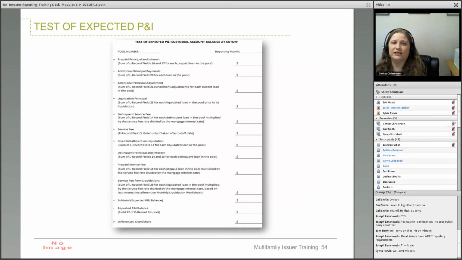Here is a test of expected P&I recon. Most servicing systems will complete a similar test of expected P&I recon like the one displayed.